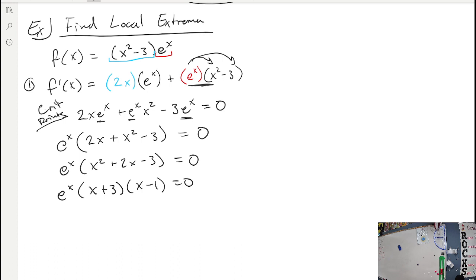Are you struggling with why everyone's saying plus 3 and minus 1? No, I was just playing a game. So it makes sense? Yeah.